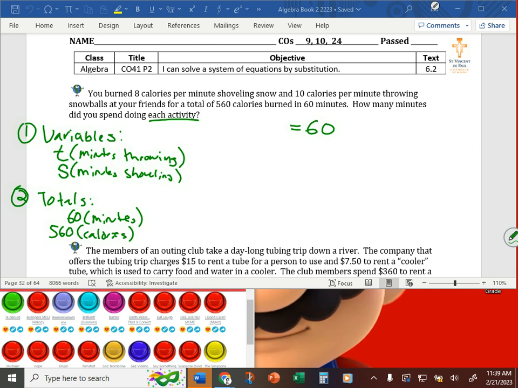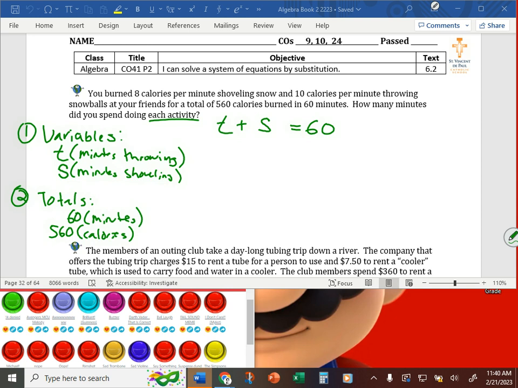Any thoughts? T plus S equals 60. Excellent. Yeah. T plus S equals 60. Right? Because however many minutes we spend throwing snow and however many minutes we spend shoveling, we add those together, we get 60 minutes total.